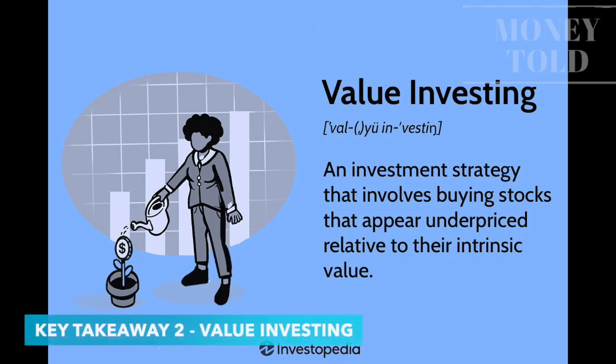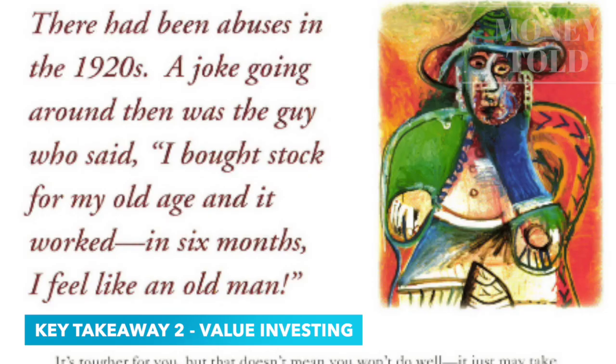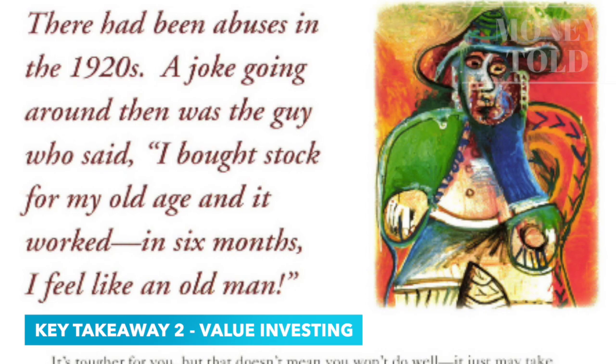Key takeaway 2: Value investing. Our second takeaway is value investing, a strategy closely associated with Charlie Munger and Warren Buffett. It means investing in assets that are undervalued and holding on to them for the long term.